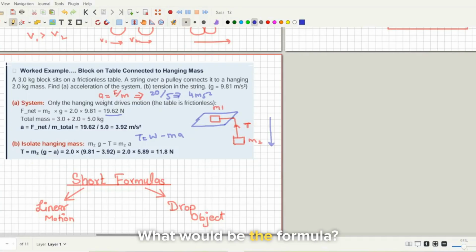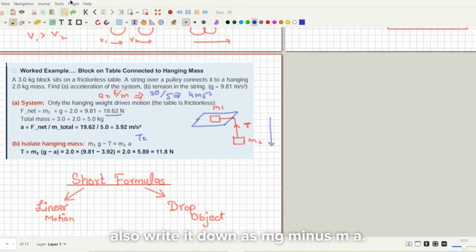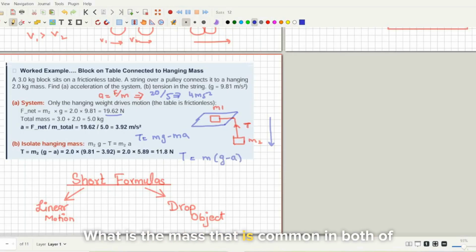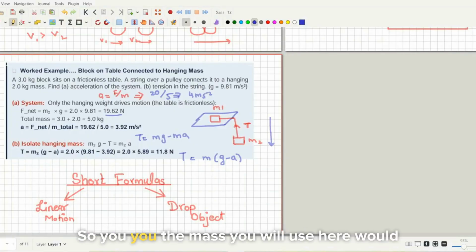What would be the formula? The formula would be mg minus ma. M would be common, so you will get tension equals m times g minus a. What is the mass that is common in both of them? That is m2, because the motion is because of m2. So the mass you will use here would be m2, and as you can see, this question is solved here.